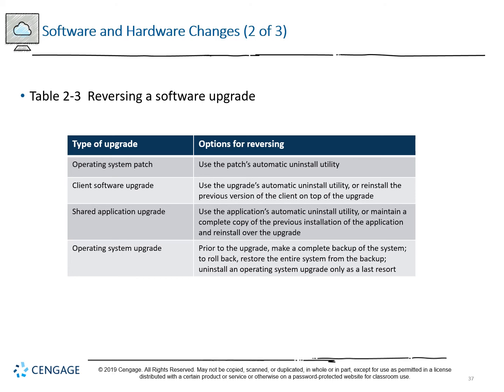Operating system upgrades, which are pretty large compared to the others we've described. We're going to make a complete backup of the system, and then if we need to roll back afterwards, if the upgrade fails, we can go ahead and restore the entire system from the backup. It is never recommended to uninstall an operating system upgrade because there may be aspects of that upgrade that can negatively impact stuff that you would need to retain.